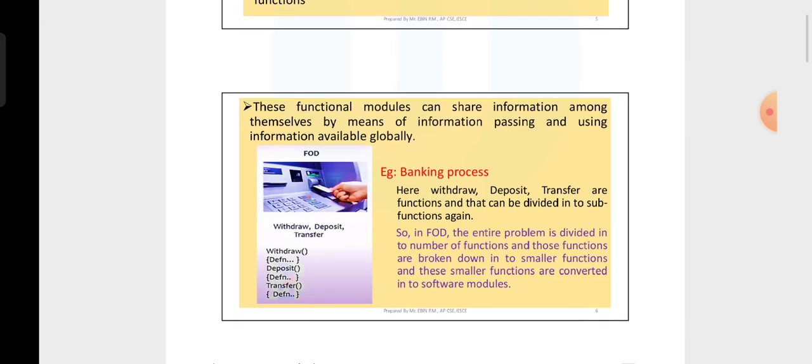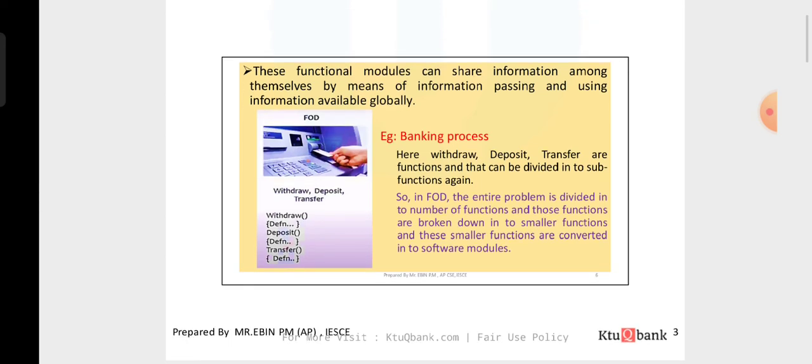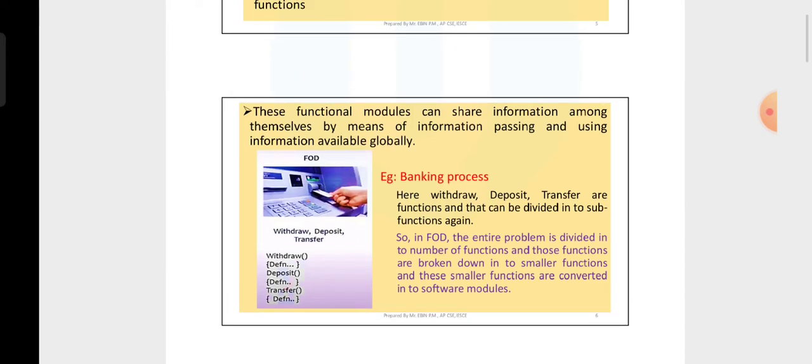The functional modules can share information among themselves by means of information passing and using information available globally. If you see a banking process here, it is an example of function oriented design. Here there are different functions in a bank. If you are considering an ATM, withdraw is there, deposit is there, and transfer is there. Each of withdraw, deposit, and transfer will have its own function. So here you can see withdraw, deposit, transfer are the functions that can be further divided into sub functions.